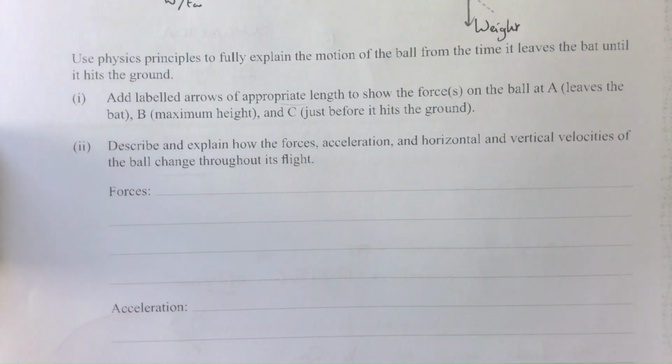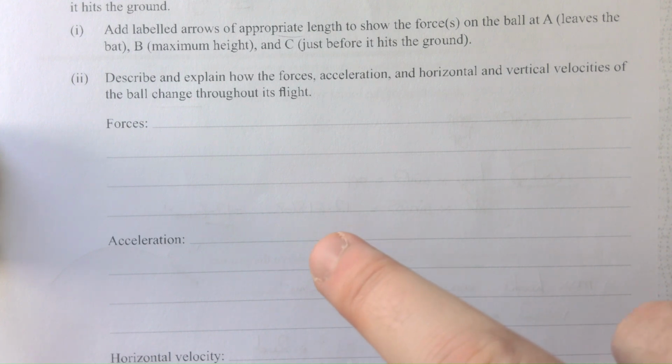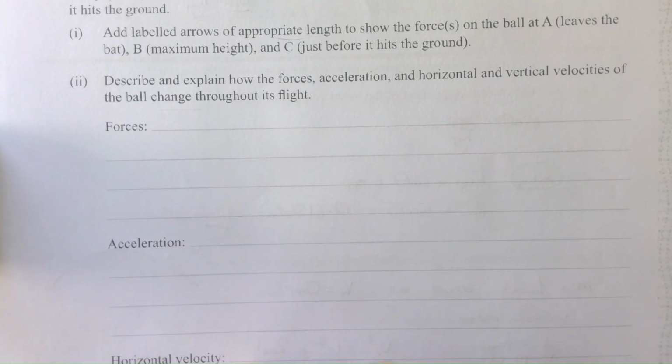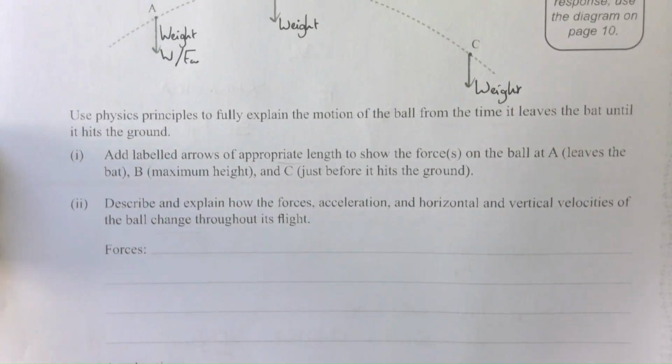Now for part 2, describe and explain how the forces, acceleration, and horizontal and vertical velocities of the ball change throughout its flight. So if we do 2 of these statements correctly, that's enough for achieve. If we link together the force, acceleration, and velocity for either velocity, then that's merit. And then if we do everything perfectly, then it's excellence. Now, the force part follows on nicely from the arrows we've just drawn.